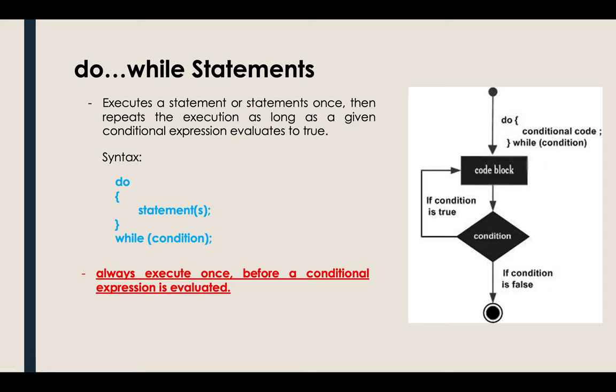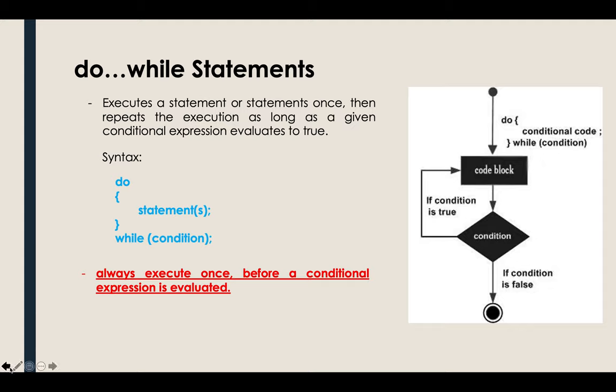So let's proceed right now to the next type of looping statement in the repetition control structure in PHP. Hopefully, you are able to understand the while statement, because if you already understood the algorithm in the do while loop, it would be easy for you. The do while loop executes a statement or statements once, then repeats the execution as long as a given conditional expression evaluates to true, meaning it will execute first before it evaluates the conditional expression.